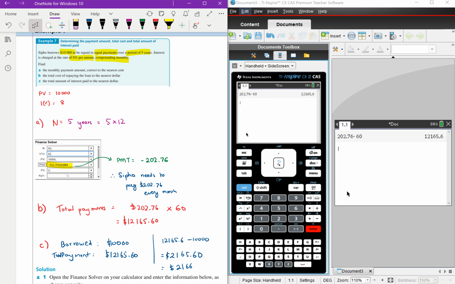Okay, so that's the idea. That's how you use Finance Solver, well, for the main first part. You can find payments, but you can also find the future value. Essentially, you're reducing the balance, but using a CAS calculator.